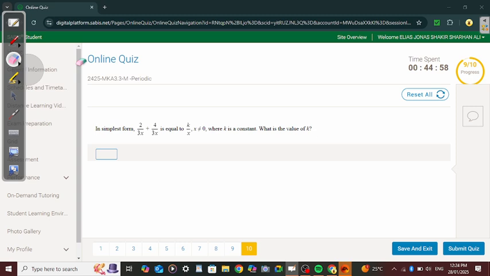Okay, here. 2 over 3x plus 4 over 3x. Both fractions have the same denominator, which is 3x, so we could just add up the numerators. So it'll be 2 plus 4, which is 6. 6 over 3x. We could divide the numerator by 3 and the denominator by 3. That will be 2 over x. What is the value of k? K is the constant, it's the numerator, which is 2, because in 2 over x, the numerator is 2.